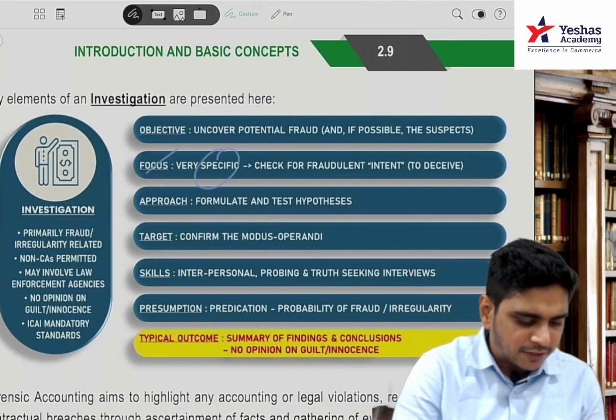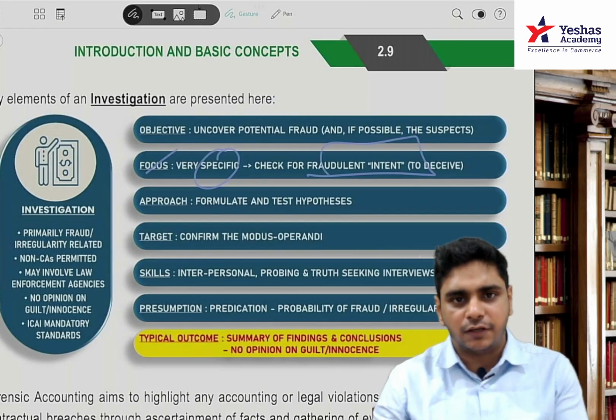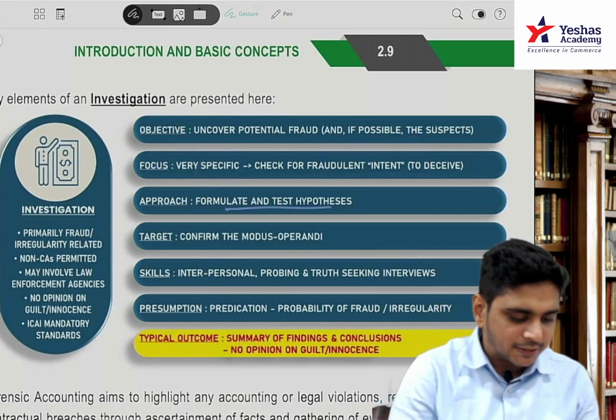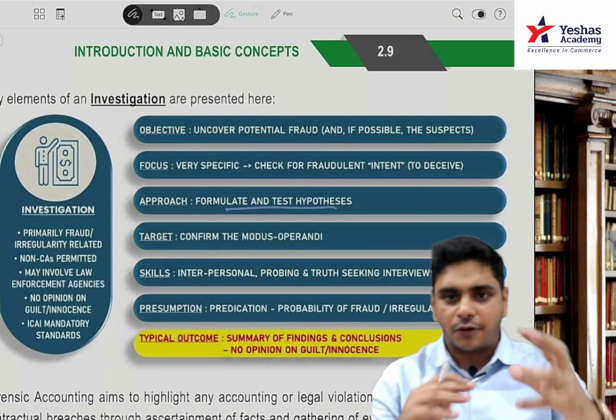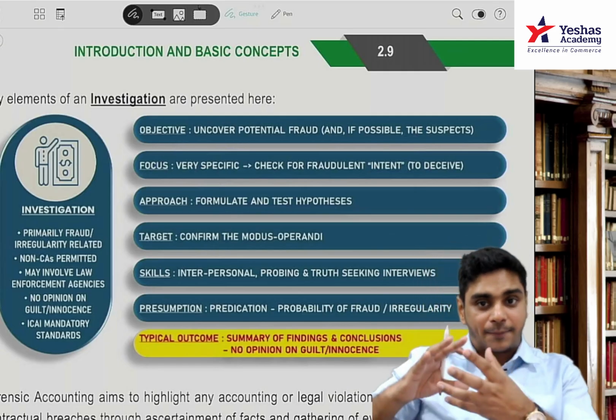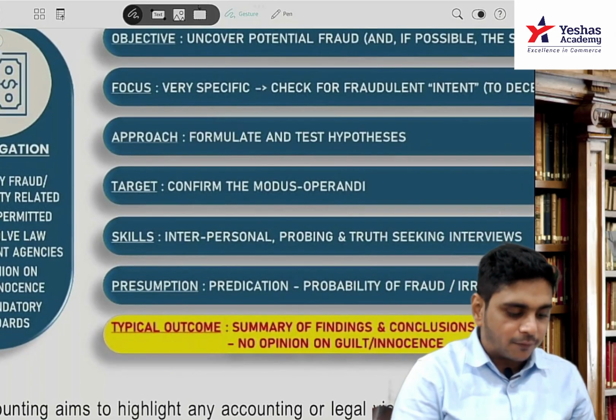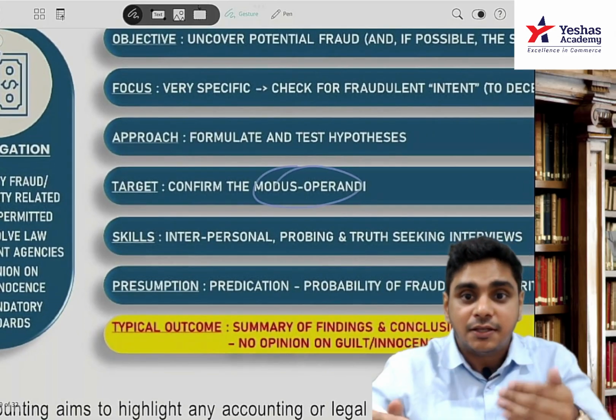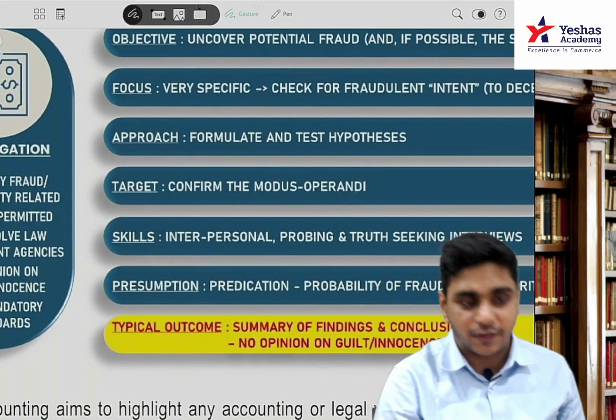Focus: it is very specific, check for fraudulent intention to deceive. Approach: formulate and test the hypothesis. Different scenarios: what if this has happened, what if this would have happened. Target: you will confirm the modus operandi, how he has done that fraud. That is called investigation.